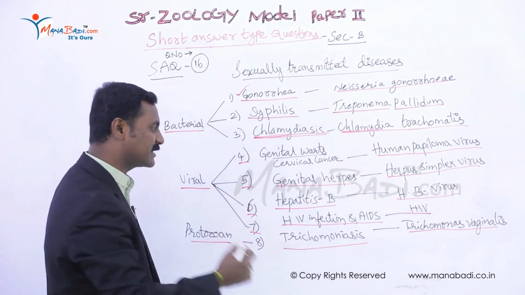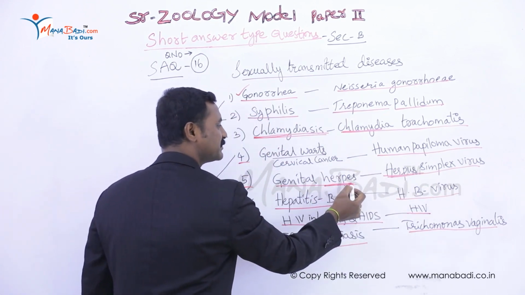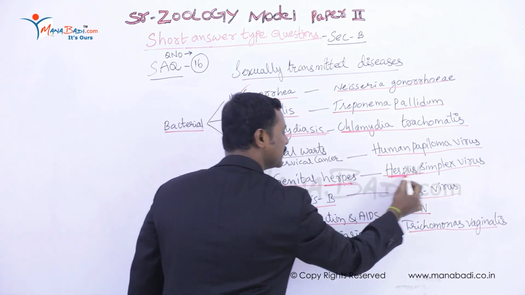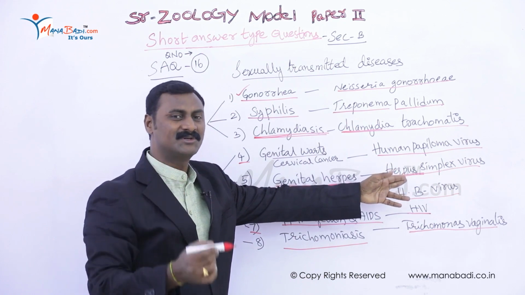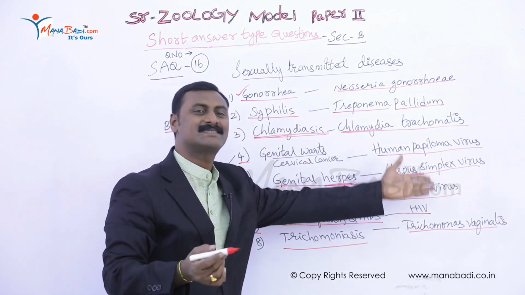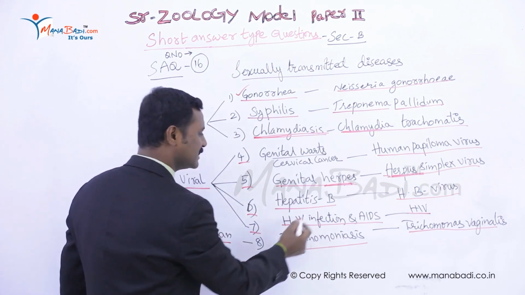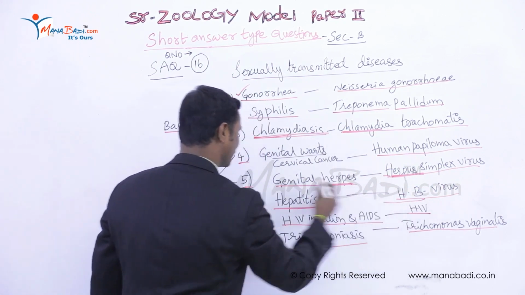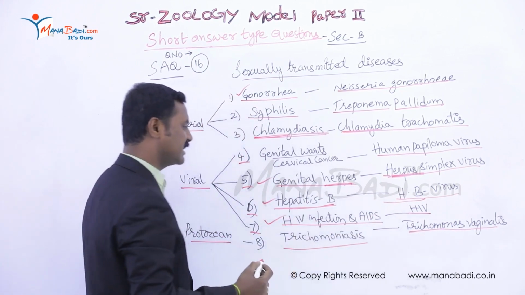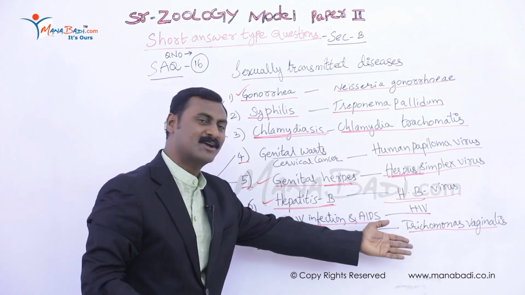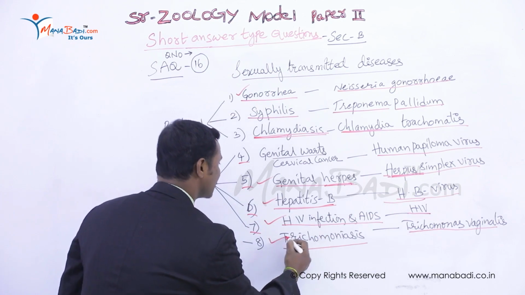Next one is genital herpes. You see herpes. Genital herpes is caused by herpes simplex virus. It is very simple to remember the virus name: herpes simplex virus, which causes herpes disease. Next one is hepatitis B. This is very easy. Hepatitis B. HIV leads to AIDS. Trichomoniasis, Trichomonas vaginalis. So this is also very easy.